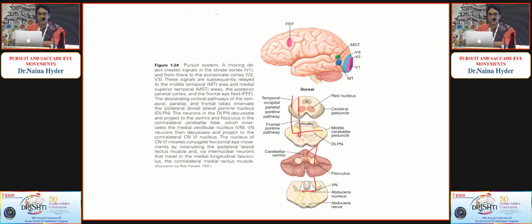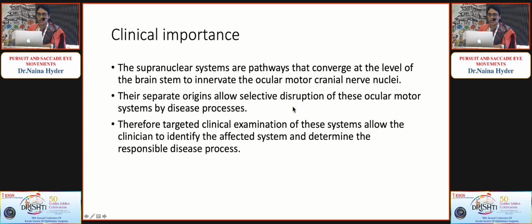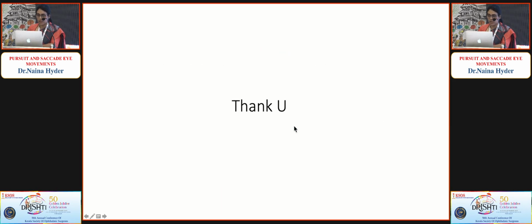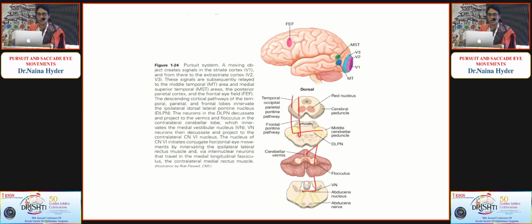For the pursuit system, you have the frontal eye field, and it is a double decussation system. So it is an ipsilateral system. You can see in the dorsal area, that is the midbrain, the temporo-occipital fibers coming in from the frontal eye field, going into the midbrain, coming into the cerebellum and the flocculus, and then also going on, so it's a double decussation. So all the pursuit movements are going to be ipsilateral, whereas the saccades are going to be contralateral in cortical lesions.